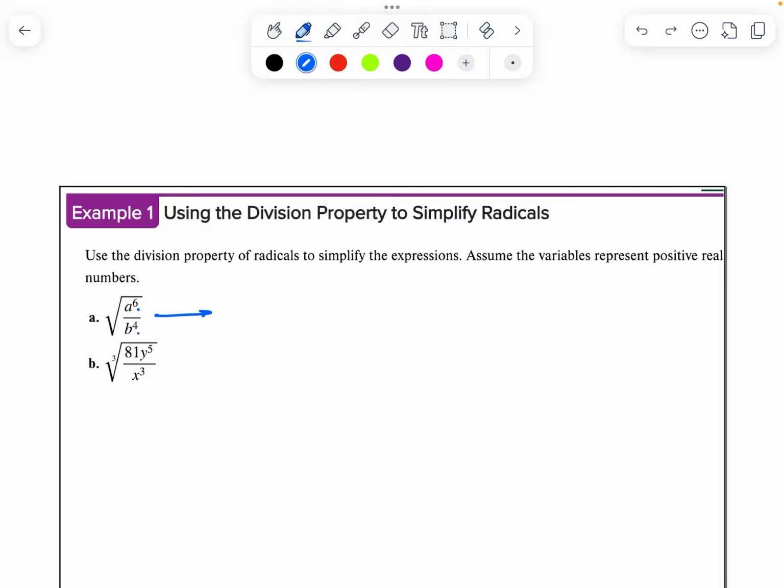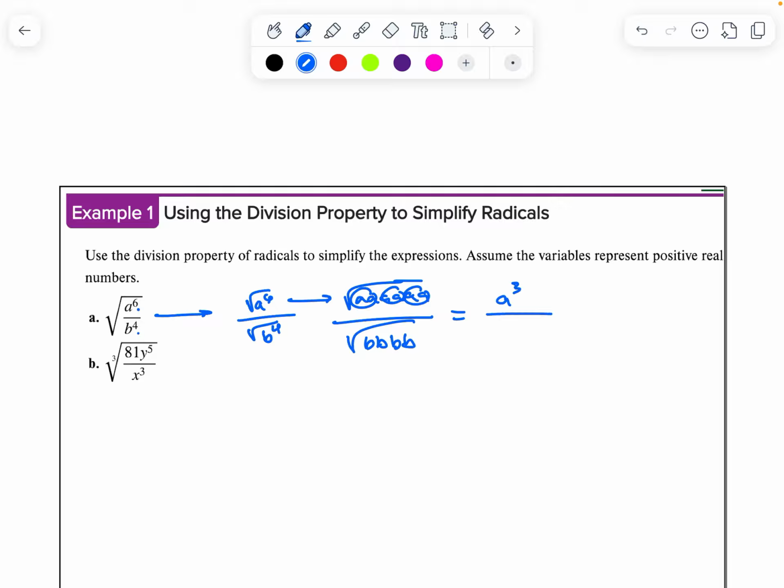But what I can do is say that's the same thing as the square root of A to the 6th over the square root of B to the 4, and then look at each piece separately. A to the 6th is 1, 2, 3, 4, 5, 6 A's. B to the 4 is 1, 2, 3, 4 B's. The way that we've been simplifying these radicals is by finding buddies. These indices are both 2, so we're looking for pairs. Got a pair, a pair, and a pair of A's. That just gives me A to the 3rd. Buddies get to go outside.